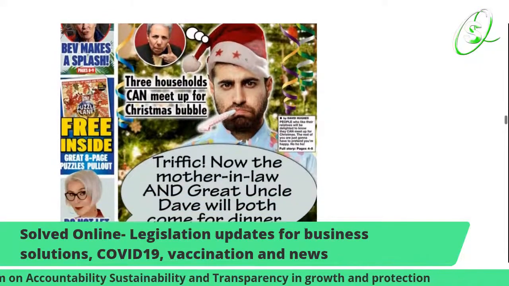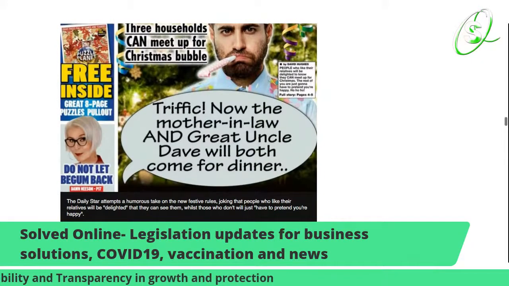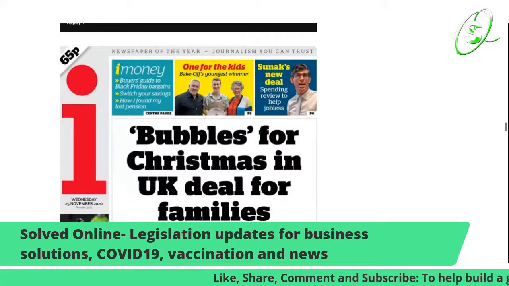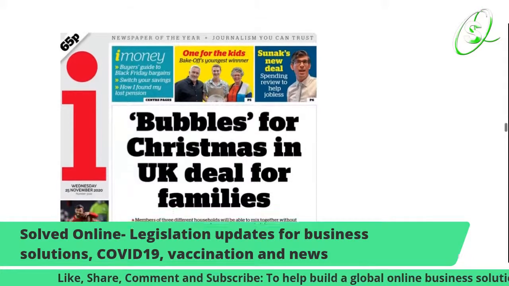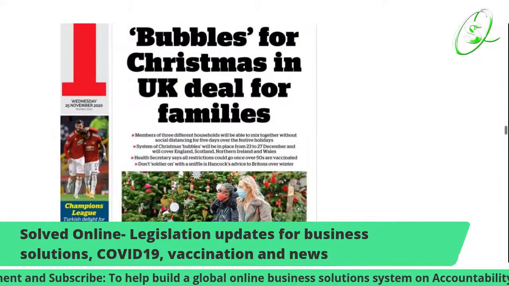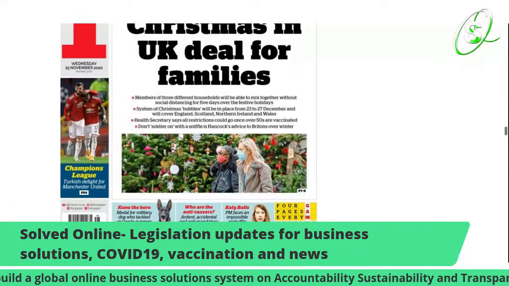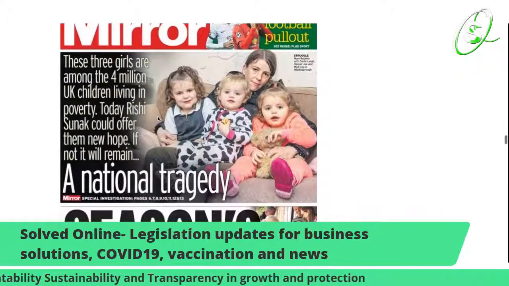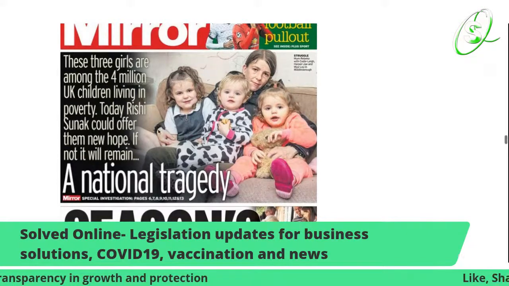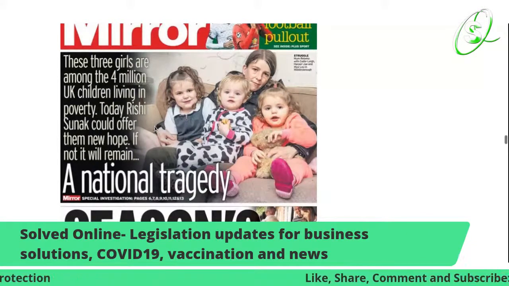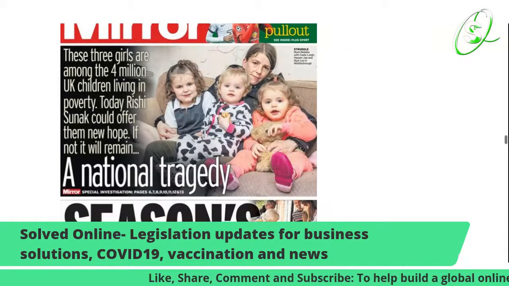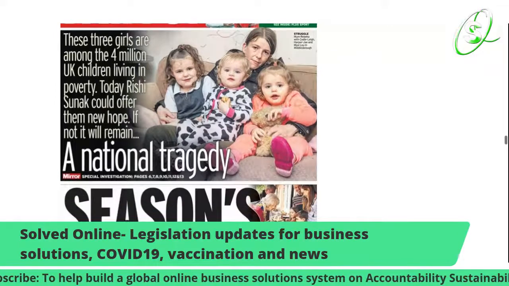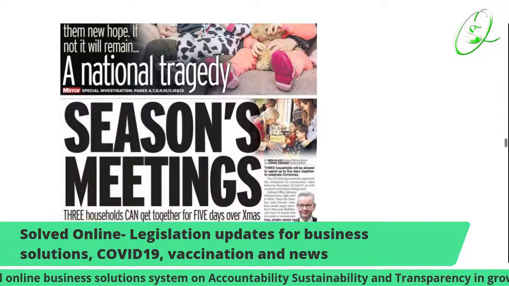Three households can meet up for Christmas bubble. A little joke there, but not really interested in that. Journalism you can trust: bubbles for Christmas in UK deals for families. All the same. Daily Mirror, and they're talking about again these three girls who are among the 4 million UK children living in poverty today. Rishi Sunak could offer them new hope. If not, it will remain a national tragedy.